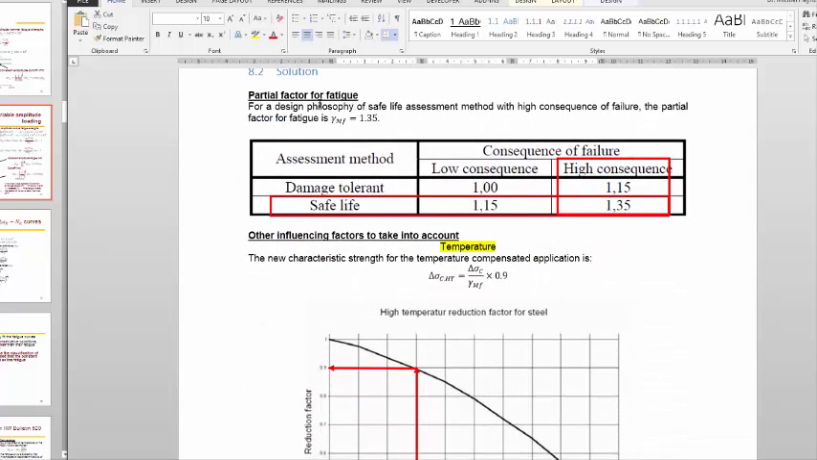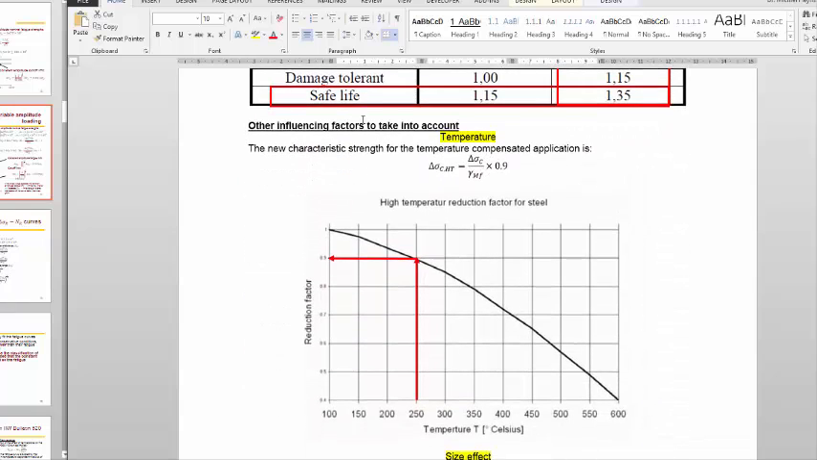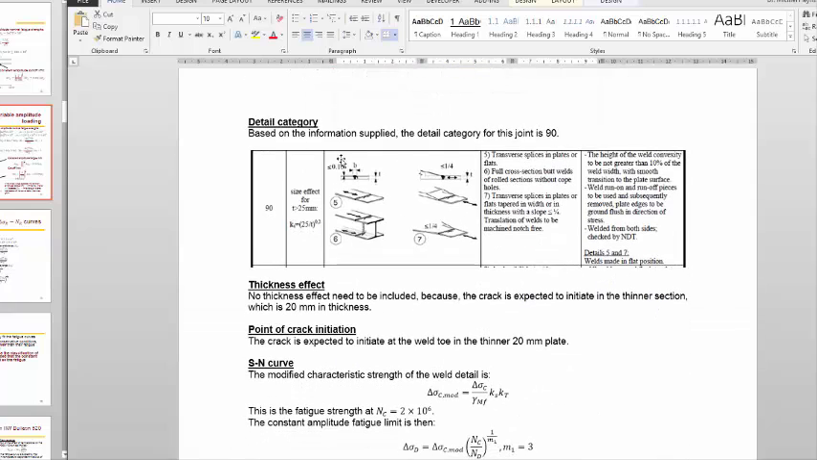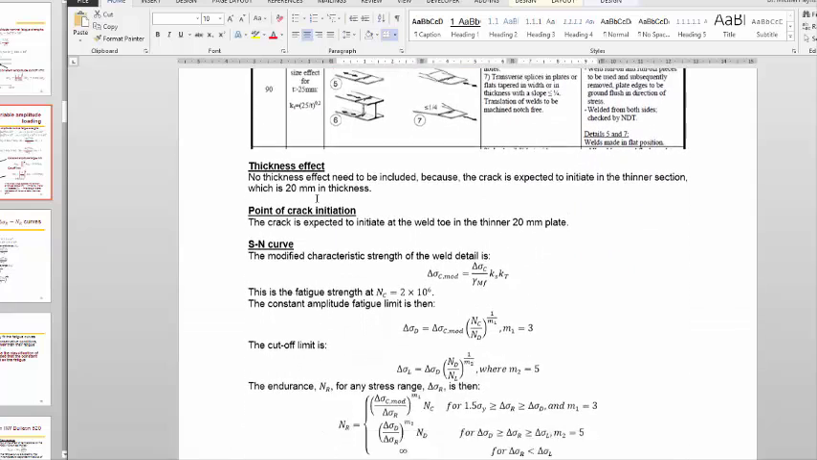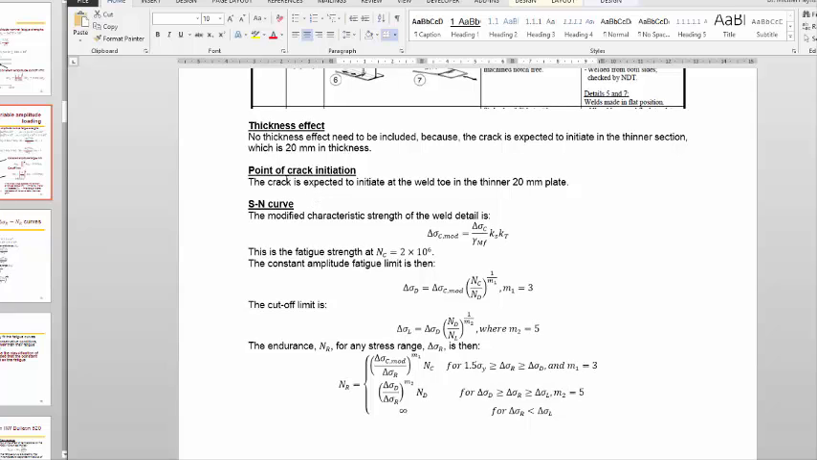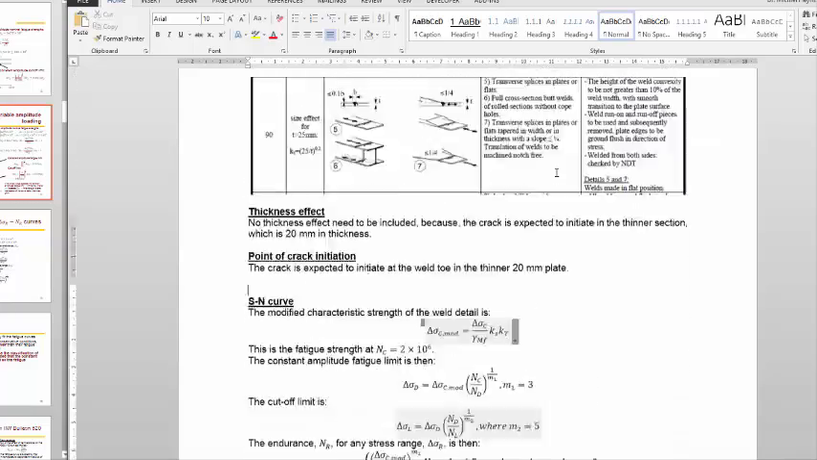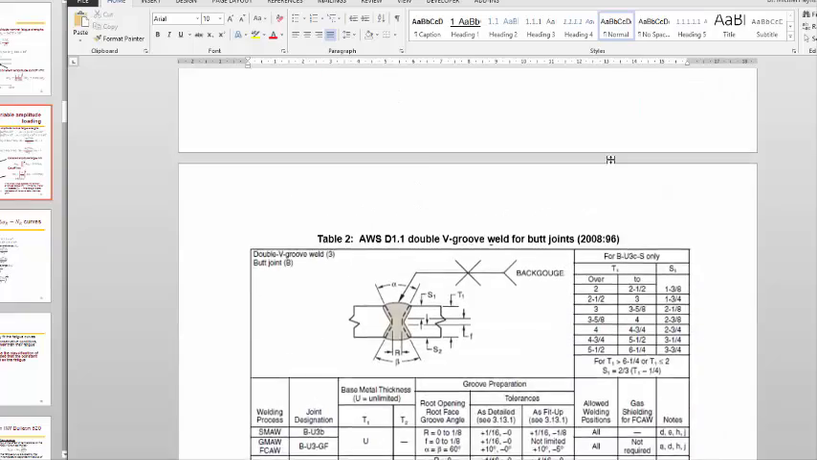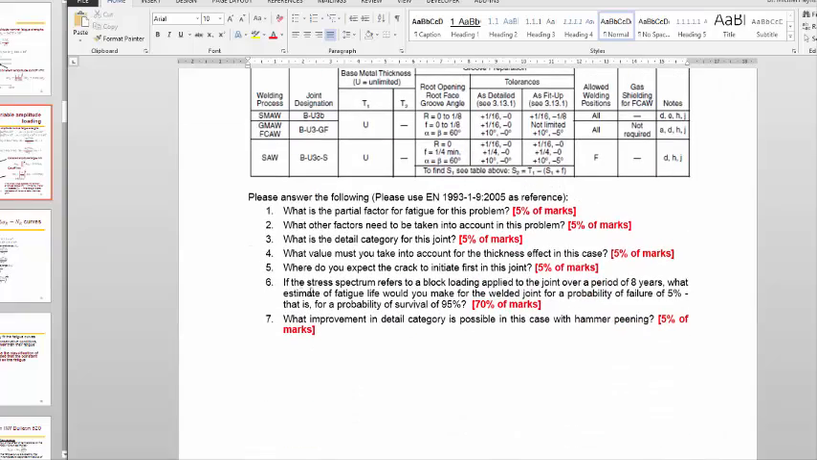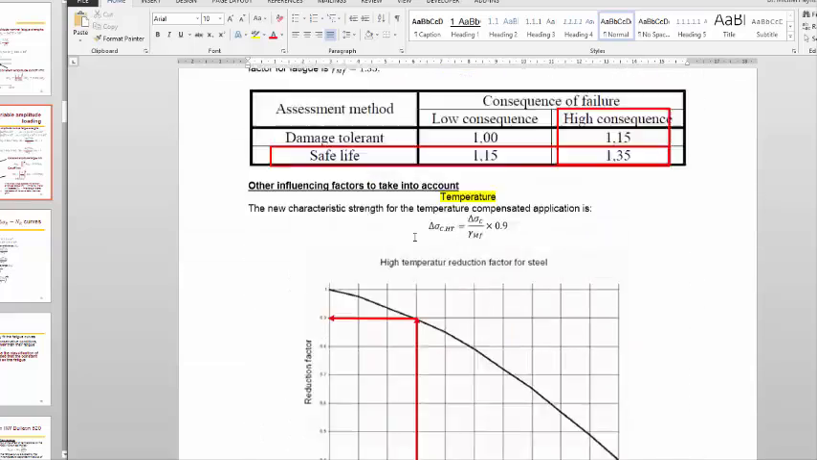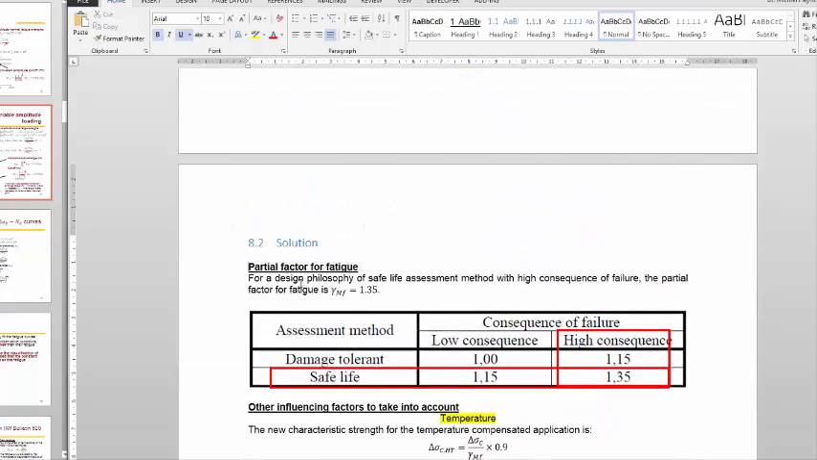We've already determined the partial factor for fatigue. We did the temperature factor, we did the size factor, we did the detail category. We know it is a 90. We know the thickness effect, the point of crack initiation. Now, all the questions that I'm answering here, where I did the SN curve, of course, let's number our questions quickly. I'm busy with question 6.